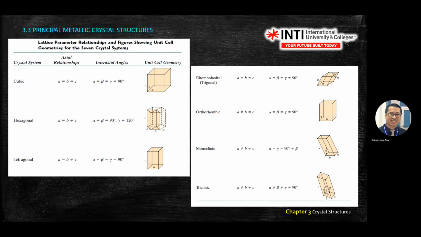Now, what is important is that you are able to identify what is meant by cubic. Cubic means all the angles are 90 degrees. In most cases in your final and assessment, we will stay with the cubic case. Then the rest, hexagonal, tetragonal, and the rest are outside the scope of this module. But it's good to show you that there are actually other crystal structures.